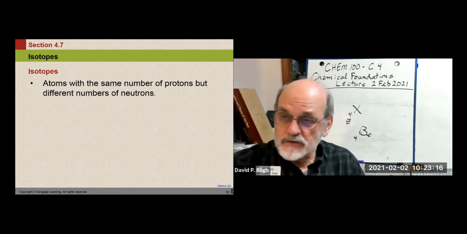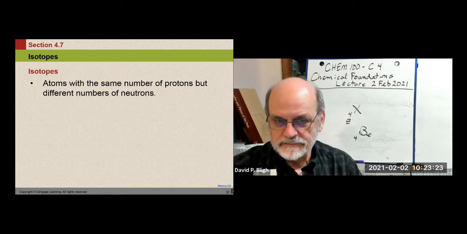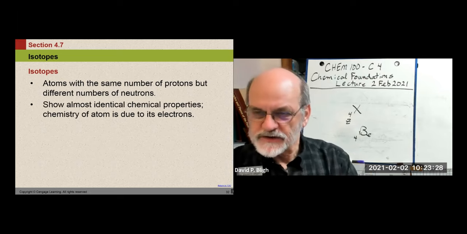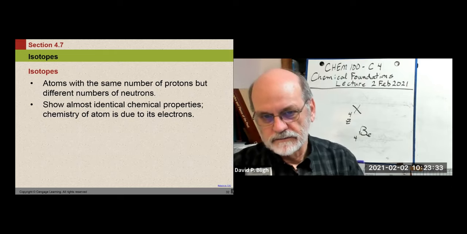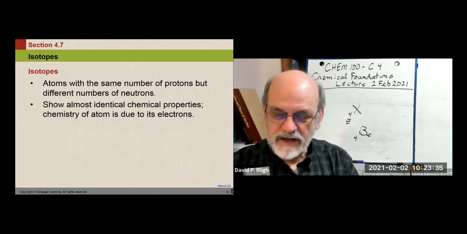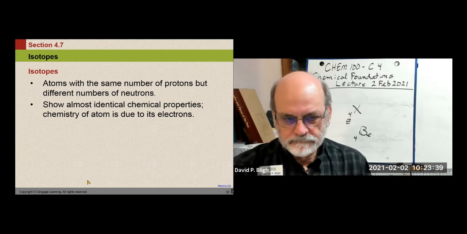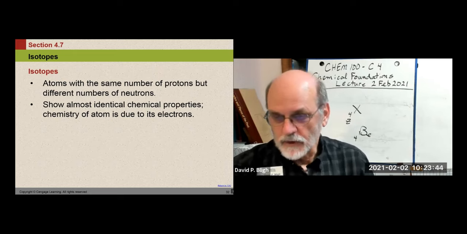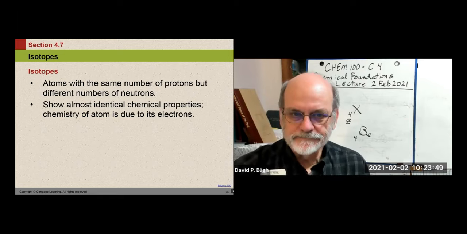So if you have different number of neutrons, that's fine. As long as it's the same number of protons, but different number of neutrons, you have isotopes of the same element. Now, for our purposes, their chemical properties are identical. But in reality, their chemistry is just ever so slightly different. But we're not going to labor that point. For our purposes, consider isotopes as identical chemically.